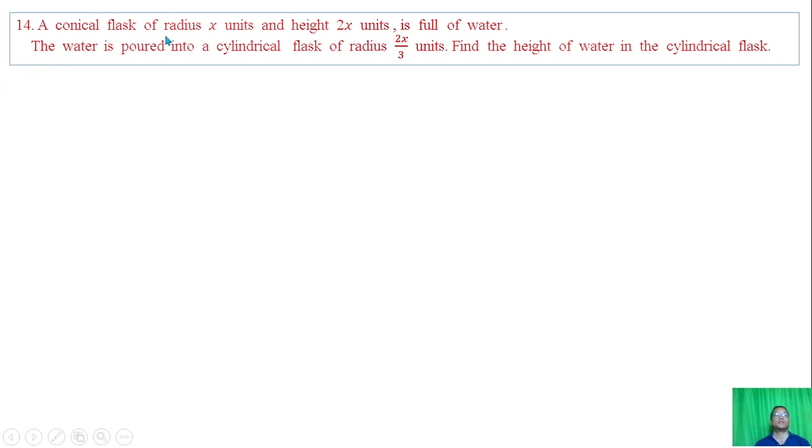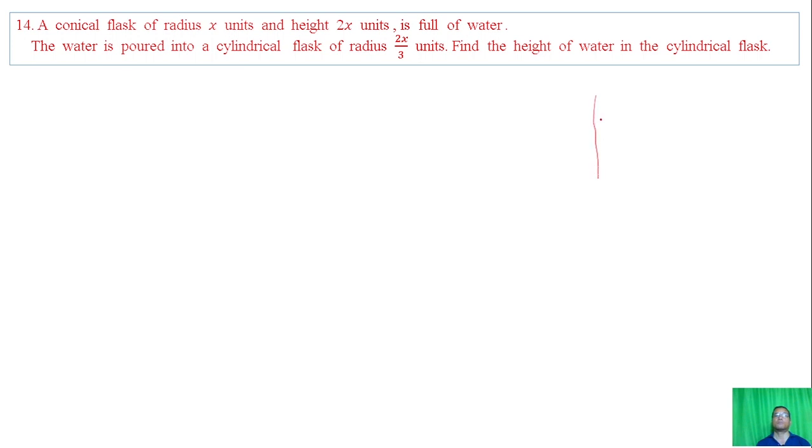Question number 14. A conical flask of radius 6 units and height twice x units is full of water. The water is poured into a cylindrical flask of radius twice x by 3 units. Find the height of the water in the cylindrical flask.